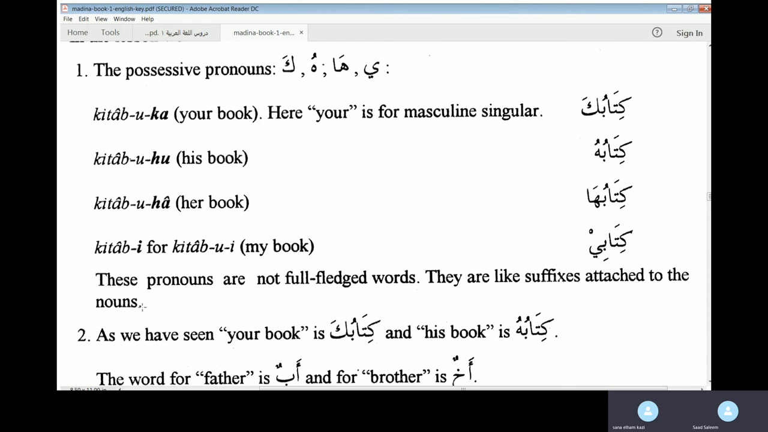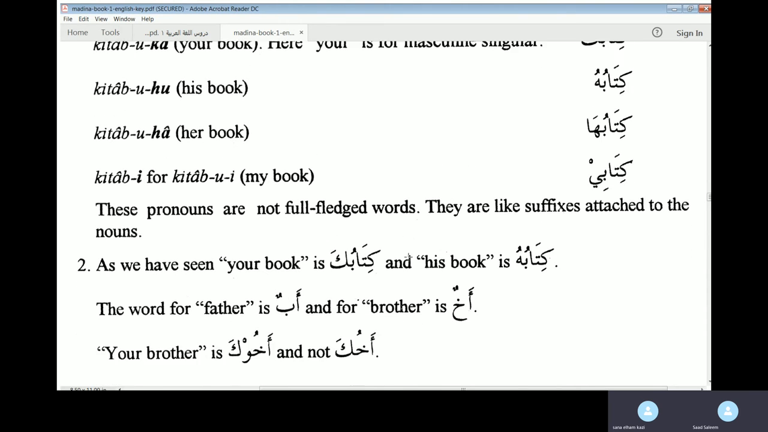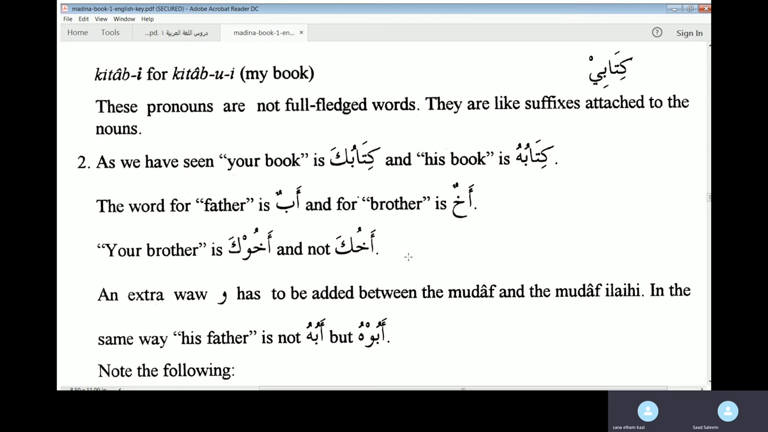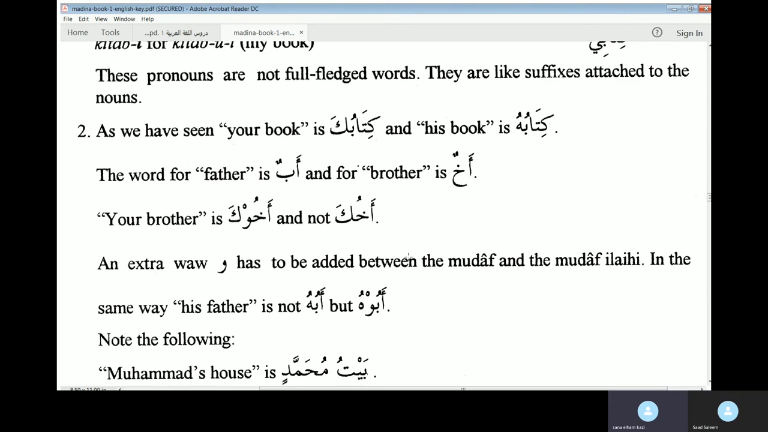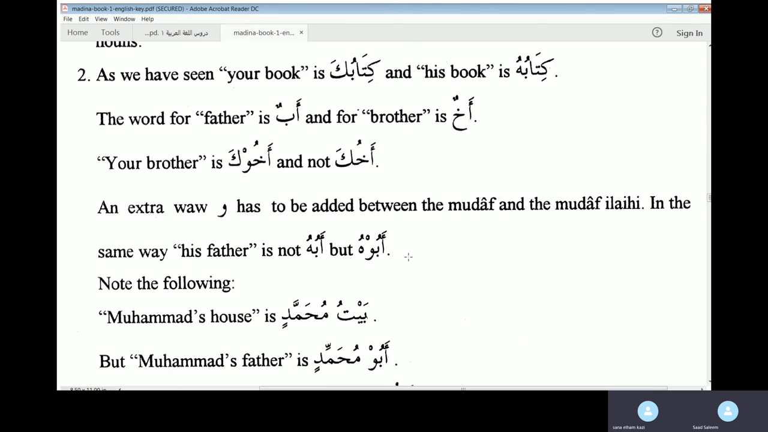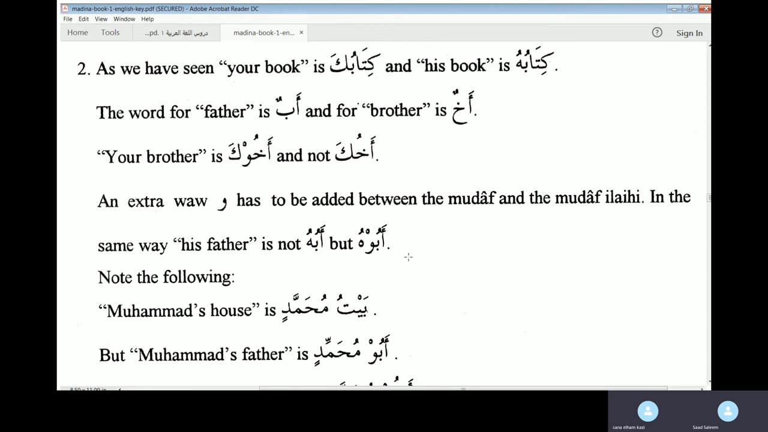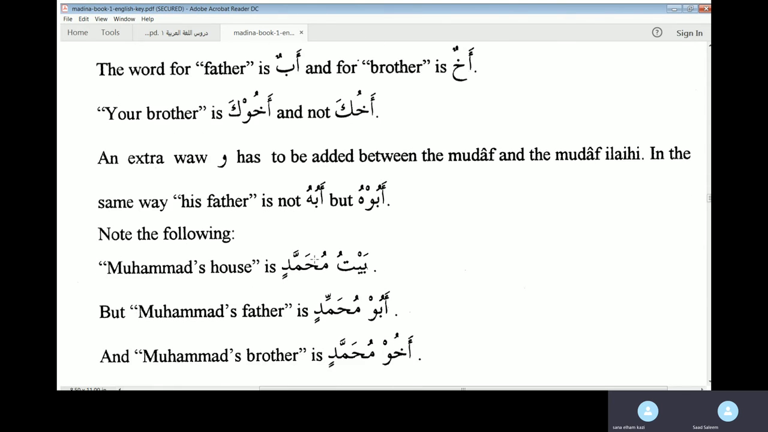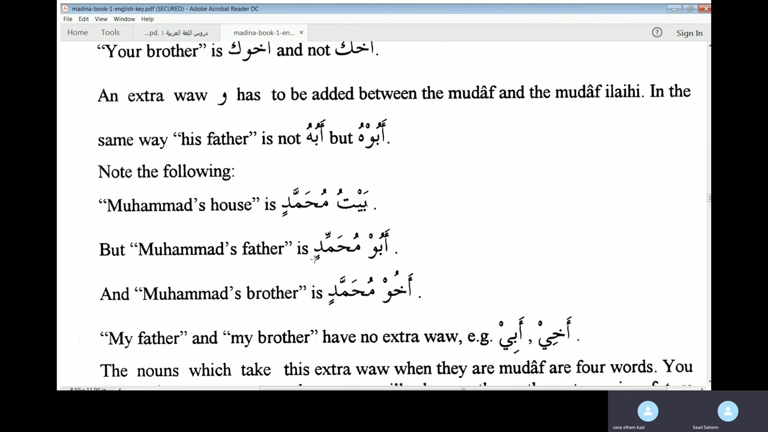These pronouns are not full-fledged words. They are like suffixes attached to the noun. As we have seen, your book, kitabuka, and his book, kitabuhu. The word for father is abun, and for brother is akhun. Your brother is akhuka, and not akhka. An extra vowel has to be added between mudaf and mudaf ilayhi. In the same way, his father is not abuhu, but abuhu with the extra vowel.